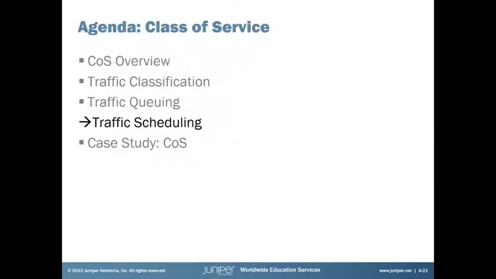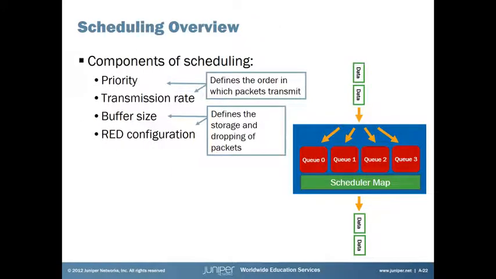Okay, so now that we've got our traffic into an appropriate queue, let's look now at how do we service those queues. So the whole point of having traffic in different queues is so that we can service those queues differently. So we have a scheduler that's going to allow us to determine how those queues are serviced. What can we set up? We can set up priority, we can set up transmission rate, we can allocate a certain amount of buffer space to a queue, and we can set up our RED configuration, our random early detection configuration.